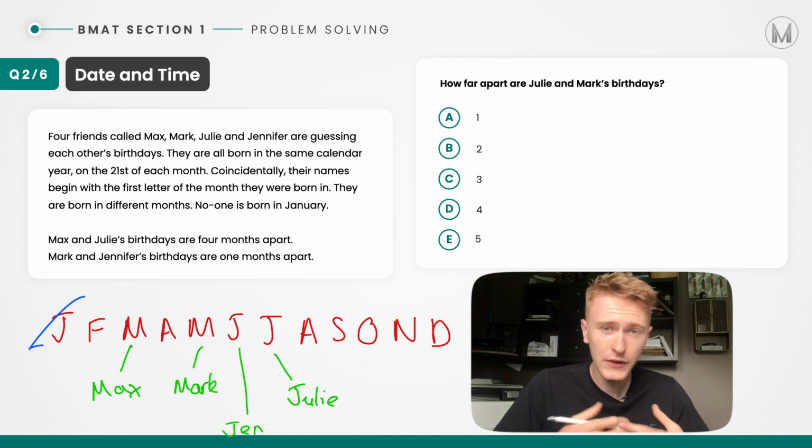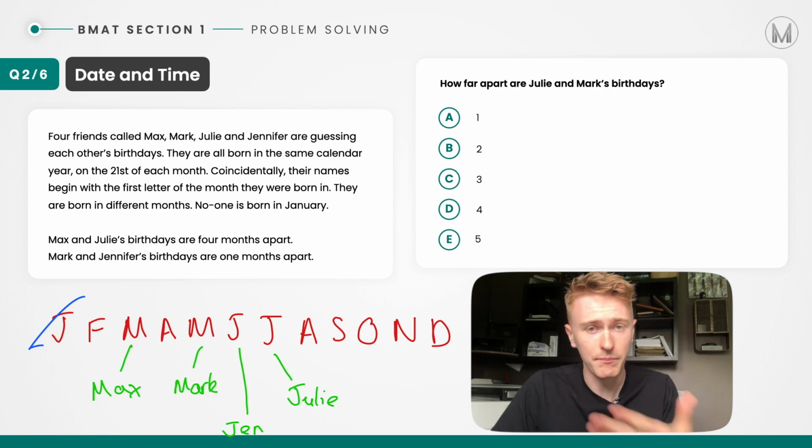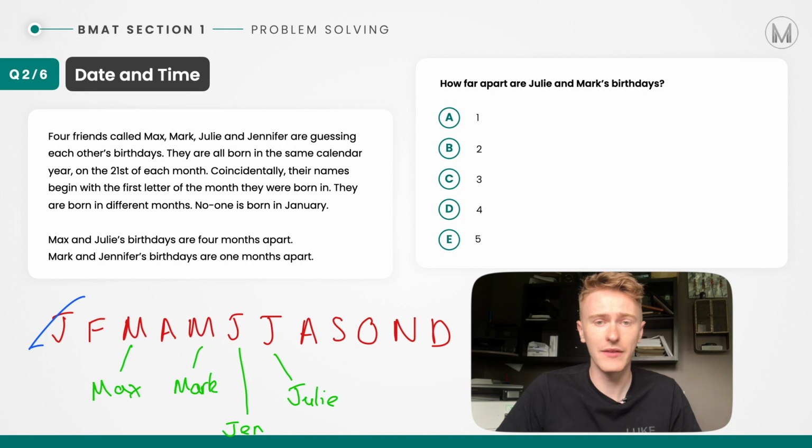Okay, so hopefully you can see how those pairings, and particularly those pairings with the months, satisfy the rules that we were given. And we can always read back the question and just check that that's correct. But crucially, this one involves a bit of trial and error. And I always say with the BMAT, it's about being an educated trial and error.